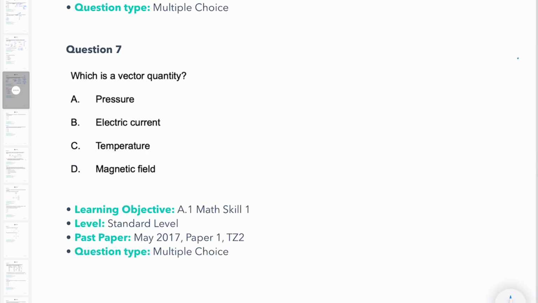Another one of these questions. Question 7, which is a vector quantity? Temperature is not, electric current is not. Pressure is in a gas, pressure can go any direction. Magnetic field definitely does have a direction, so I'm going to say 7D.